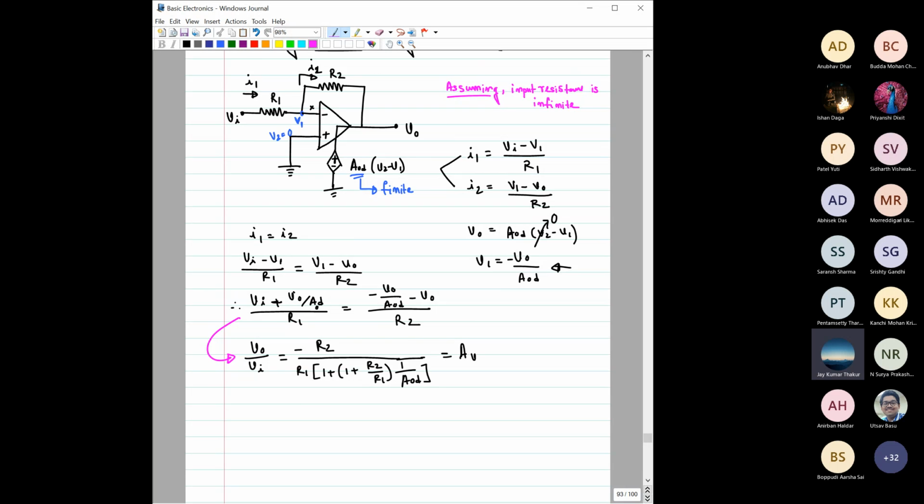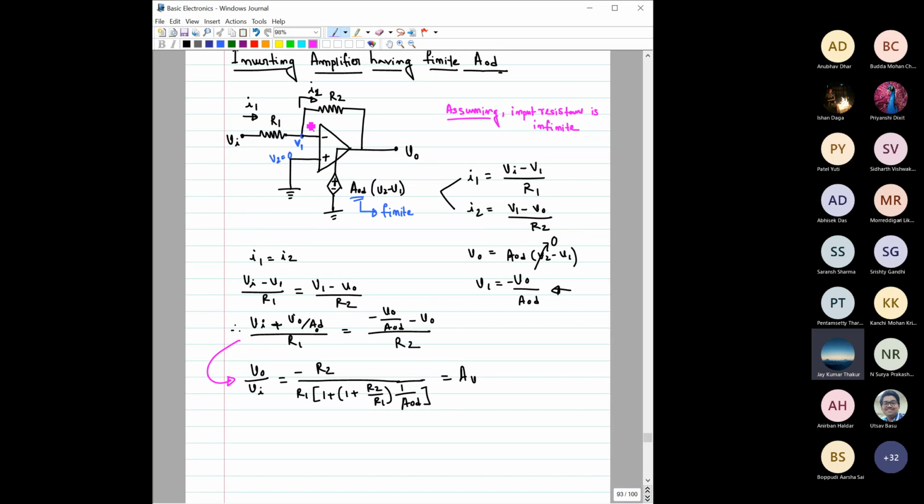Sir, why have you equated I1 with I2? Because I1 is this current and this current is equal to 0, so current has to flow this way only. Sir, it is for the ideal case, right? Yes, it is for the ideal case. So here the non-ideality that we are considering is only that AOD is finite. The other ideal condition, that the input resistance is infinite, still holds here. Okay, sir.